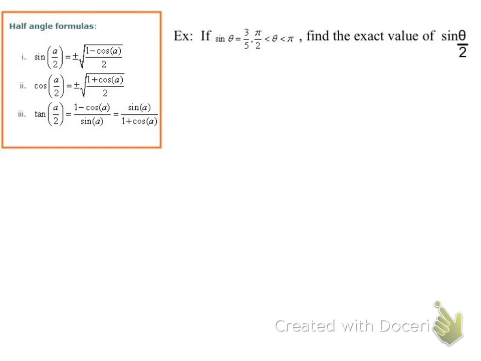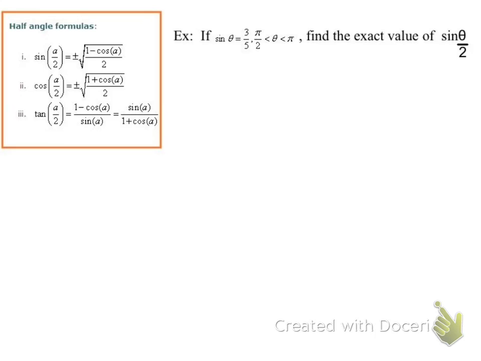This is video 532, and the goal of this video is to verify identities and evaluate expressions using the half-angle formula. So today we're going to see the half-angle formula. Again, we're going to evaluate things, so we're going to find different values of angles as well as verify identities. Let's take a look at the first example.